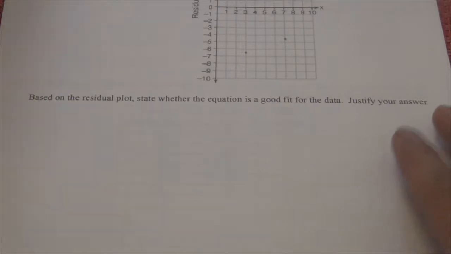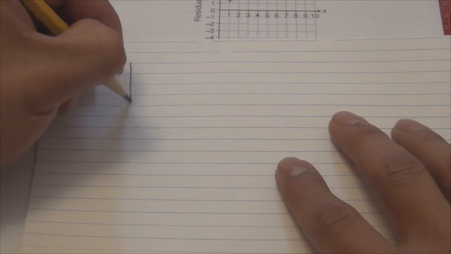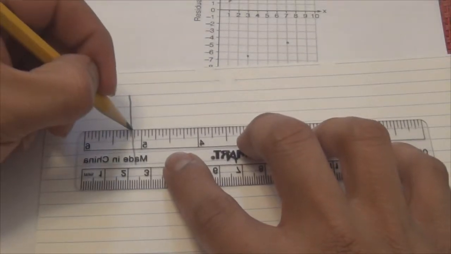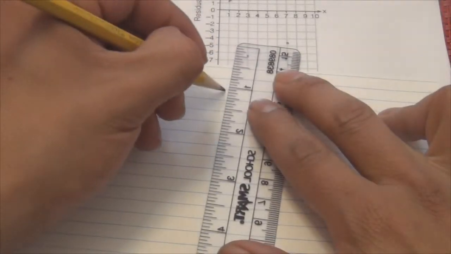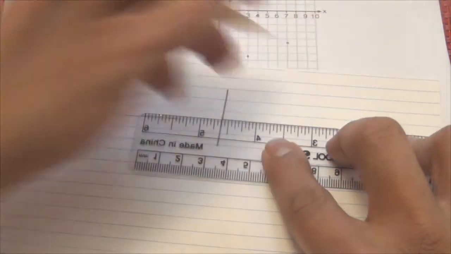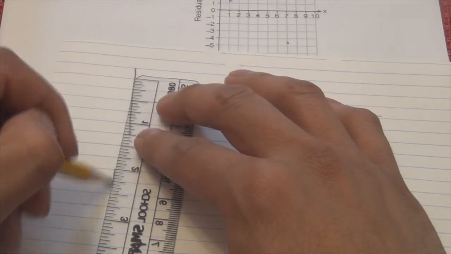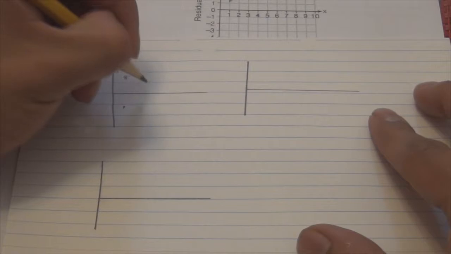Let me give you an example. Let me use this. You have a residual graph. Let me use the ruler. There are different ways of doing this. Let me give you different examples so you can have an idea. And you should be copying this down just in case. All right, let's say we have a residual going like this.